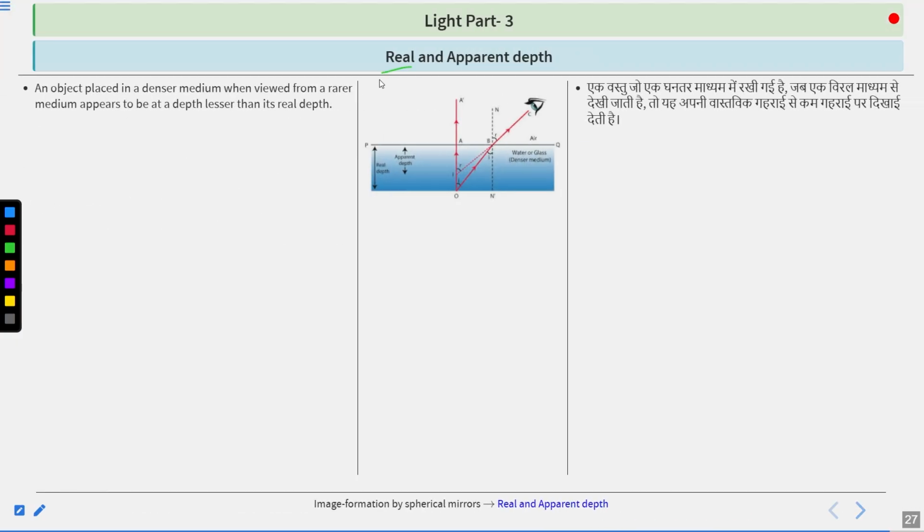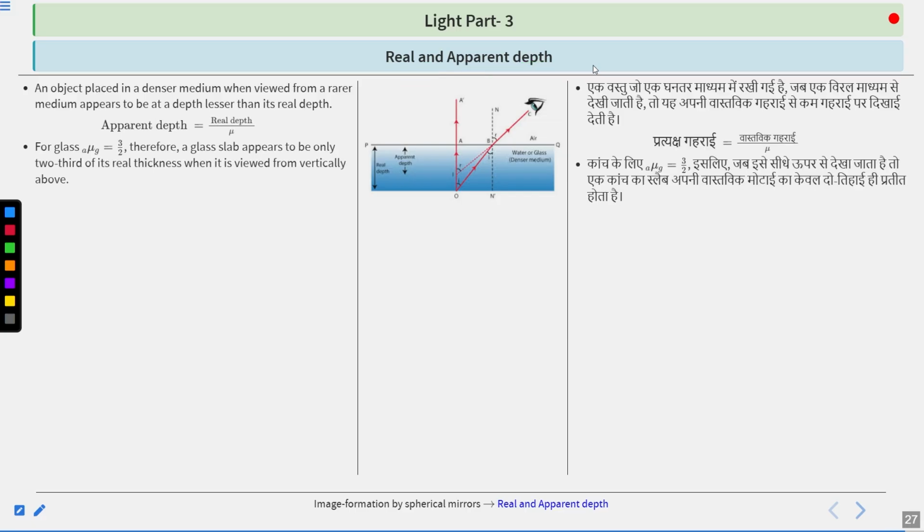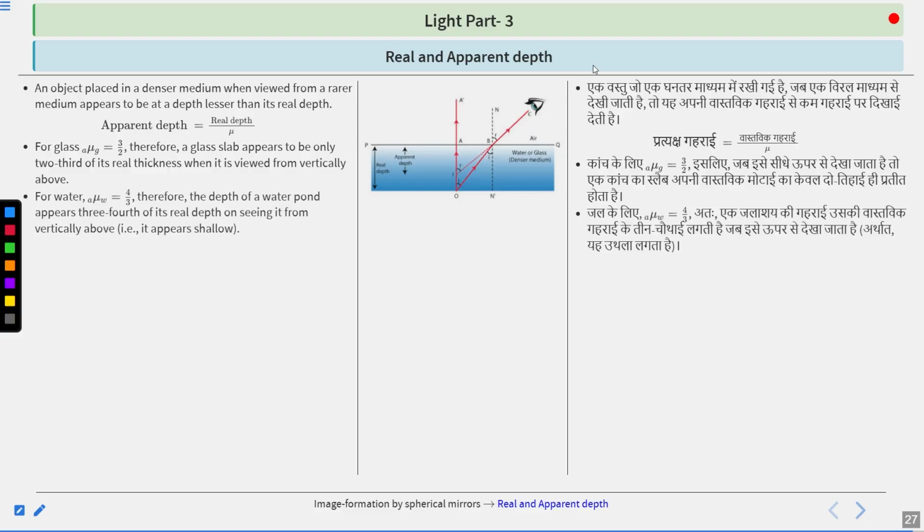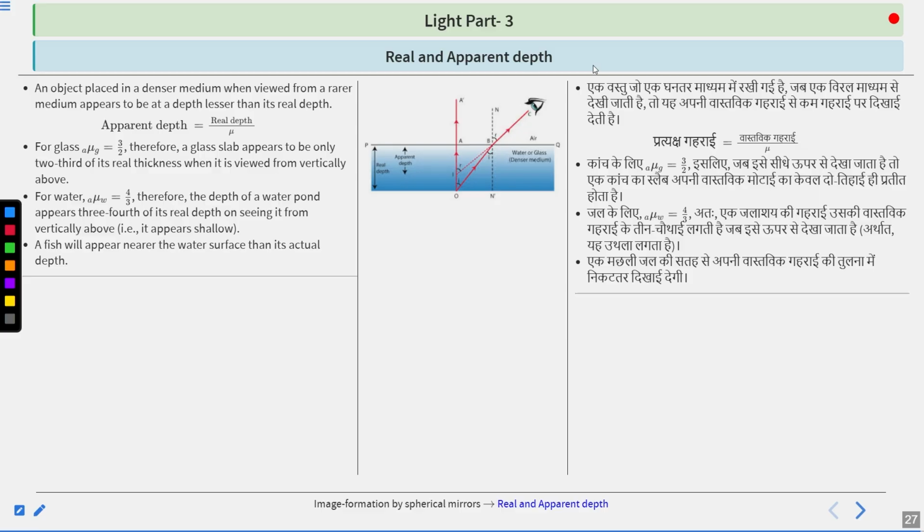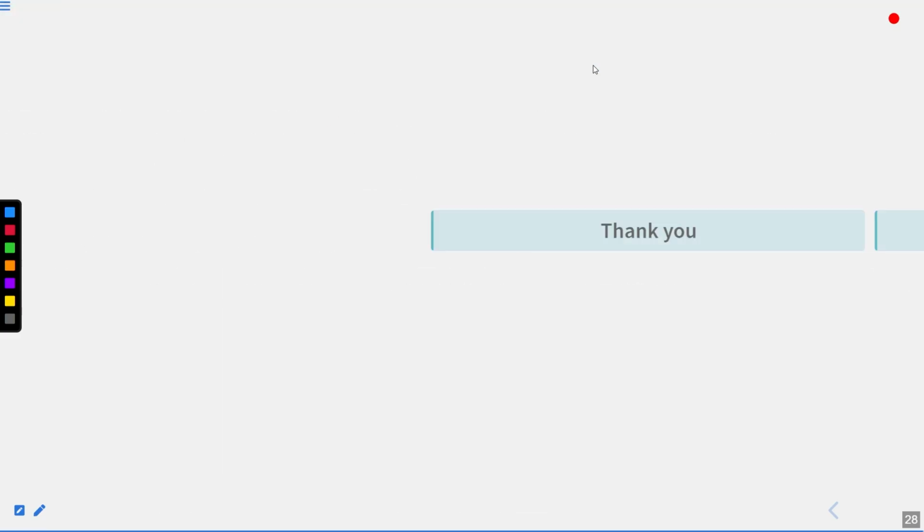Real and apparent depth. Now let's have a look at this. An object placed in a denser medium, when viewed from a rarer medium, appears to be at a depth lesser than its real depth. Apparent depth equals real depth by mu. For glass, a mu g equals 3 by 2. Therefore, a glass slab appears to be only 2/3 of its real thickness when viewed from vertically above. For water, a mu w equals 4 by 3. Therefore, the depth of a water pond appears 3/4 of its real depth when seen from vertically above. It appears shallow. A fish will appear nearer the water surface than its actual depth.